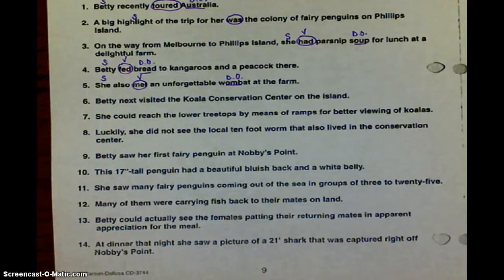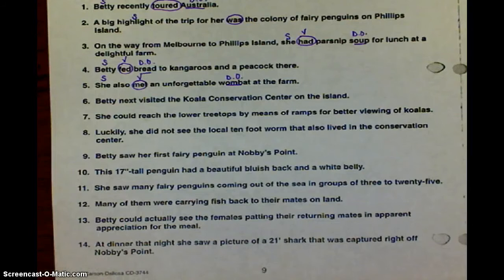Number 6, Betty next visited the Koala Conservation Center on the island. Who or what did it? What did it do? Verb what? Number 7, she could reach the lower treetops by means of ramps for better viewing of koalas. Who or what did it? What did it do? Verb what?